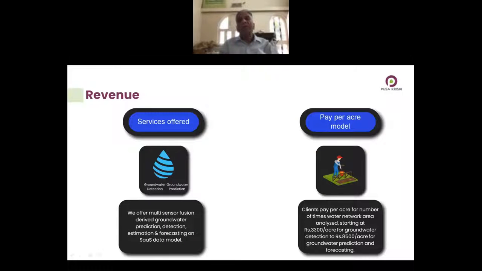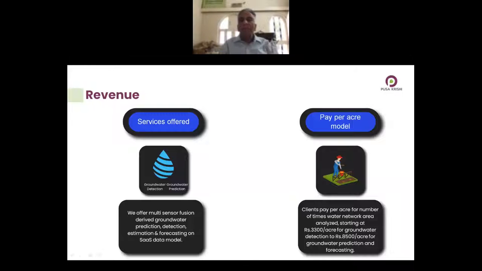What is our revenue model, how do we earn, how do we do things? Sir, we provide two kinds of services. One is groundwater detection and another is prediction. For this, we offer multi-sensor fusion derived groundwater prediction, detection, estimation, and forecasting as software as a solution, on a pay per acre model. Not per point, per acre, because the satellite has a synoptic view.